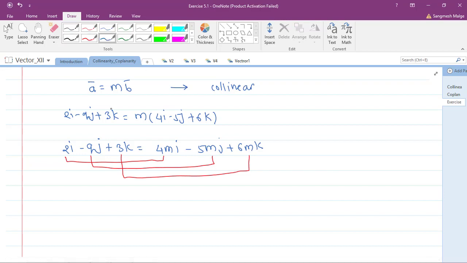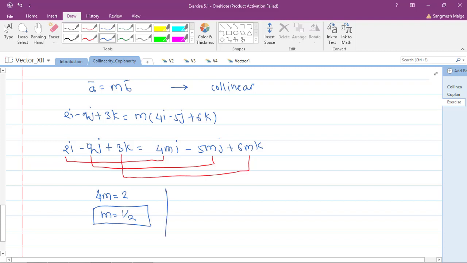So from this comparison, 4m equals 2, so what is m? m is 1/2. Sorry, m is equal to 1/2. Is it okay? Now substitute m equals 1/2 in the j coefficient. So what is the j coefficient? Minus q equals minus 5m.